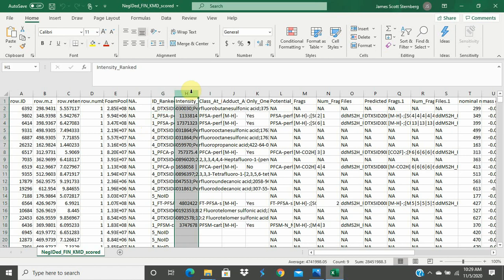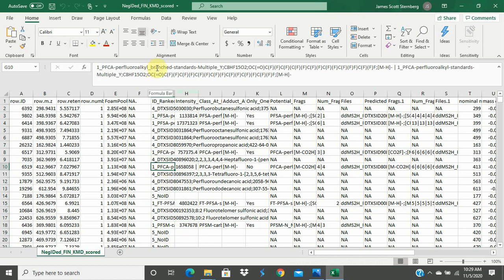In the next column, labeled intensity ranked, you'll find the summed intensity of the annotated fragments. For the features that have more than one annotation, you will find those additional intensities as well. Sometimes you'll find that the intensities are exactly the same, which means that 2 or more structures are possible with the same exact mass and the same fragments. An example of this would be branched versus straight chain PFAS. An example like this can be detected in cell G10. You'll see that there were multiple branched standards used to identify this compound.